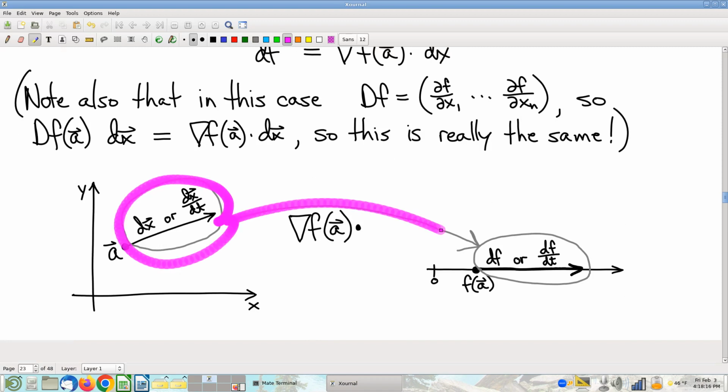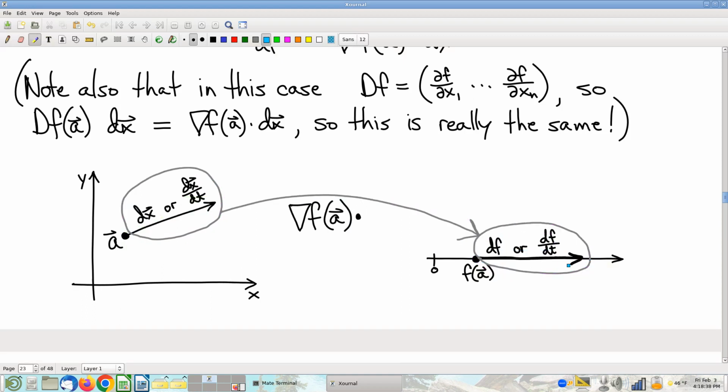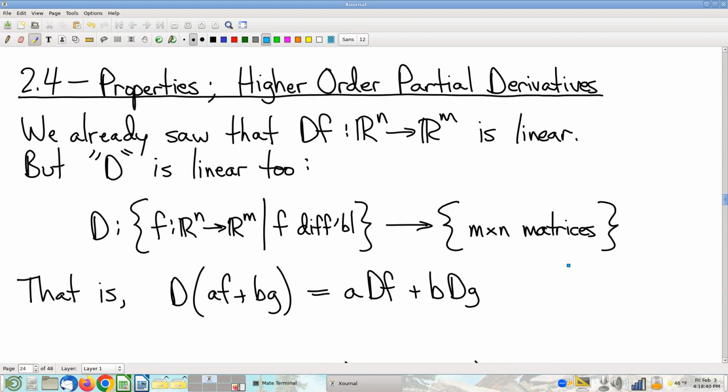So when I say that the derivative matrix is what turns input changes into output changes, well, you can make the exact same statement about the dot product with the gradient vector, for real valued functions only. Of course, gradients only exist if you're talking about real valued functions. Okay, is everybody okay with that? All right.